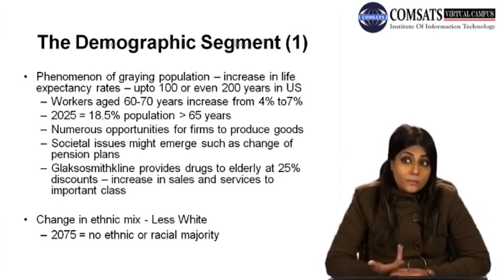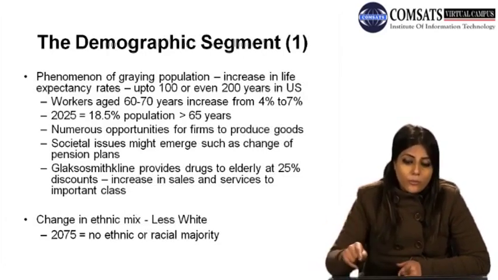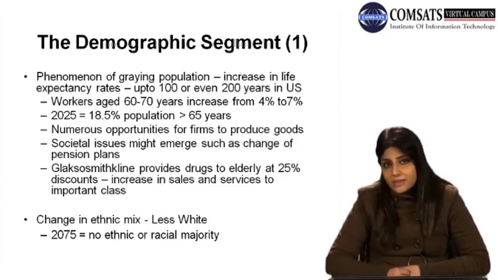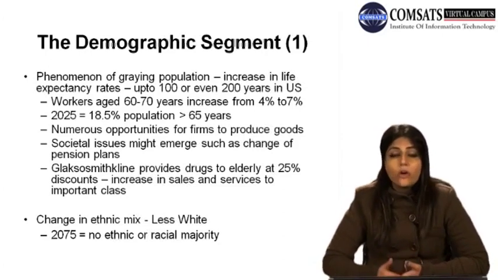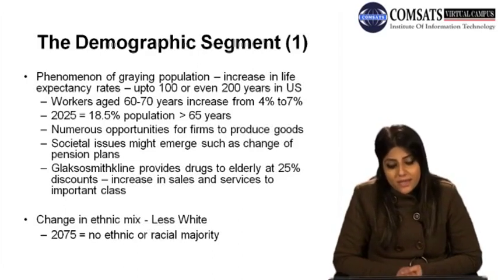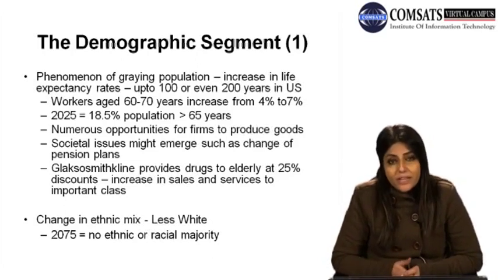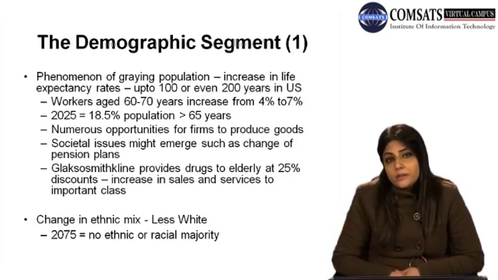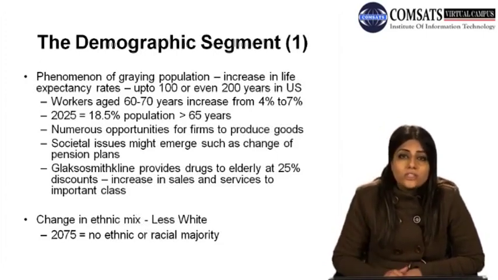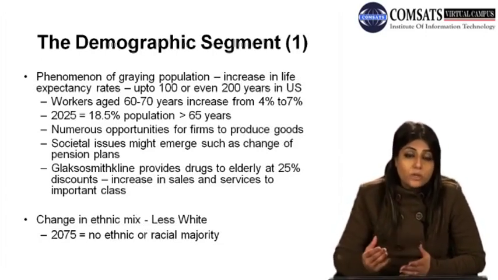Right. So other implications for organizations can be that, as a result of the increase in the graying population in the labor force, there might be changes in the pension plans. So there are other implications that the organization needs to keep in mind. Also, we have the change in the ethnic mix, such as having fewer whites, and it is expected that by 2075 there will be no ethnic or racial majority. So you will not be able to say that there is a majority of whites in this organization, or a majority of blacks in this organization. There will be a very diverse workforce.